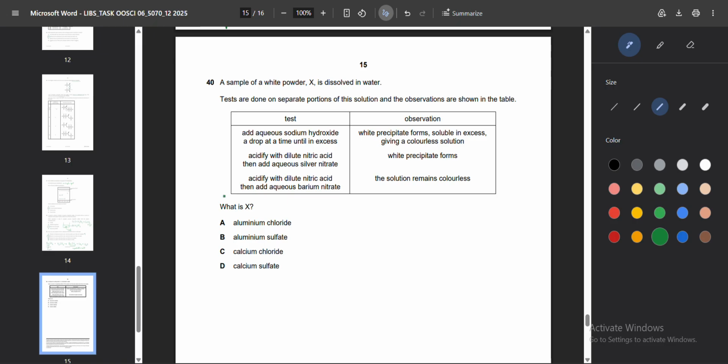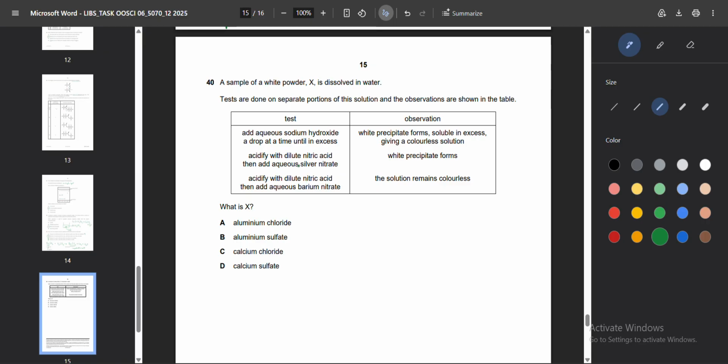Okay, the last one, number 40. A sample of white powder X is dissolved in water. Tests are done on separate portions of this solution and the observations are shown in the table. In test 1, add aqueous sodium hydroxide a drop at a time until in excess. Observation is that white precipitates form, soluble in excess, giving a colorless solution.